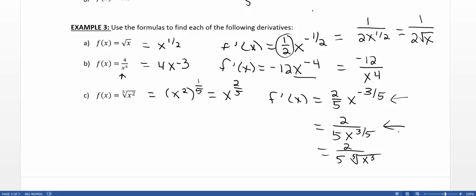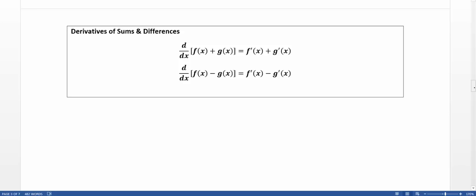All right. So now let's look at another rule that we can apply to derivatives: derivatives of sums and differences. If you have two functions added together, f of x plus g of x, and you want to take the derivative of that, it turns out you can take the derivative of f of x plus the derivative of g of x. Similarly, if you have two functions that are subtracted from one another, you again can take the derivative of each function individually and subtract their differences.